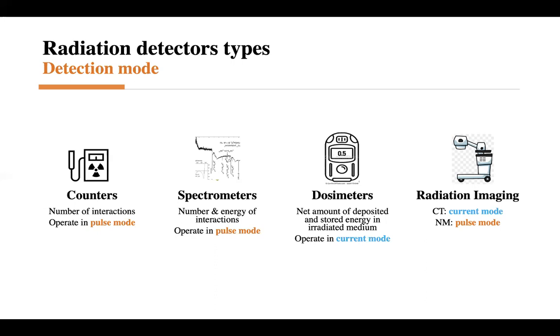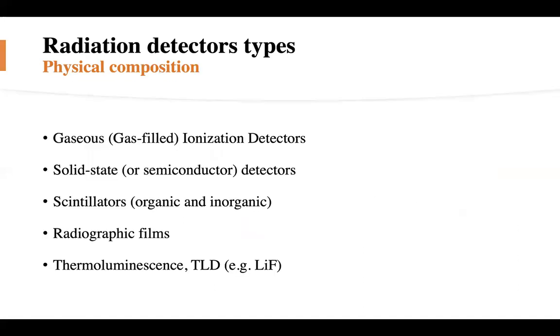Radiation imaging, using a radiation detector in imaging. For CT, for example, CT scan, we can operate the detector and measure the signal in current mode, or for nuclear medicine, in pulse mode. And this applies also to industrial applications. If you want to do radiography, for example, we operate the detector in pulse mode.